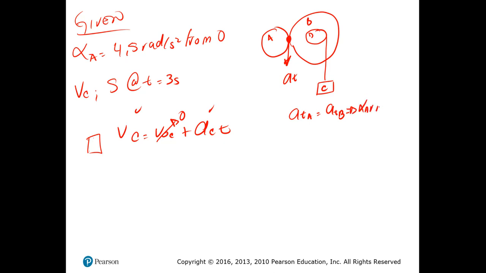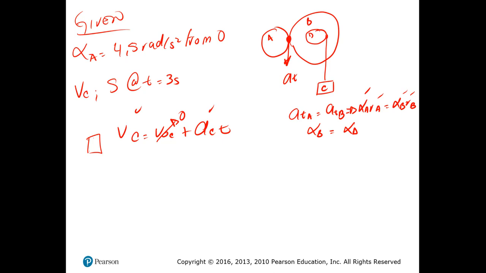Alpha A R_A equals alpha B R_B. You have this, and this, so you can easily calculate R_B. Then you have to know that B and D move together, so alpha B is equal to alpha D, right? And why is that important?